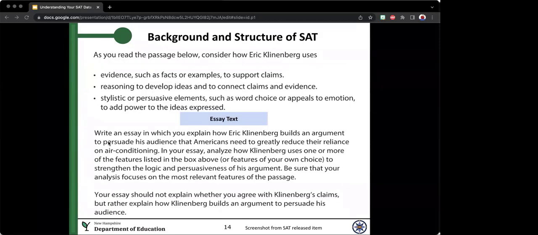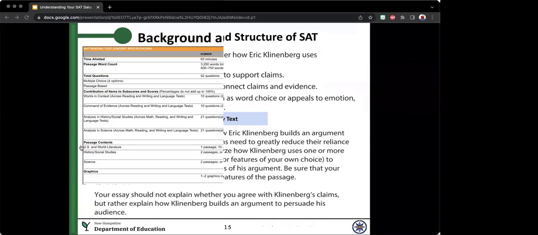But this is the prompt that kids are going to get based on that. So again, the prompt is never going to change. It's only going to be the passages that might change. But you can see here that it's asking the kids to really think about the author's claim and make some connections and use text evidence.